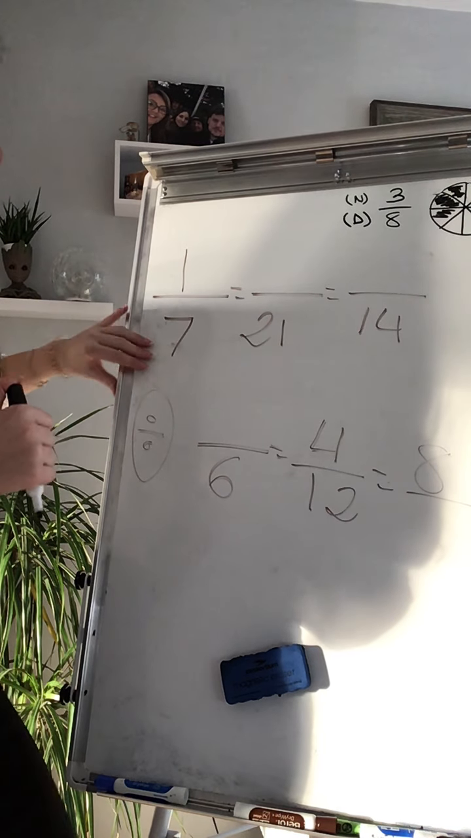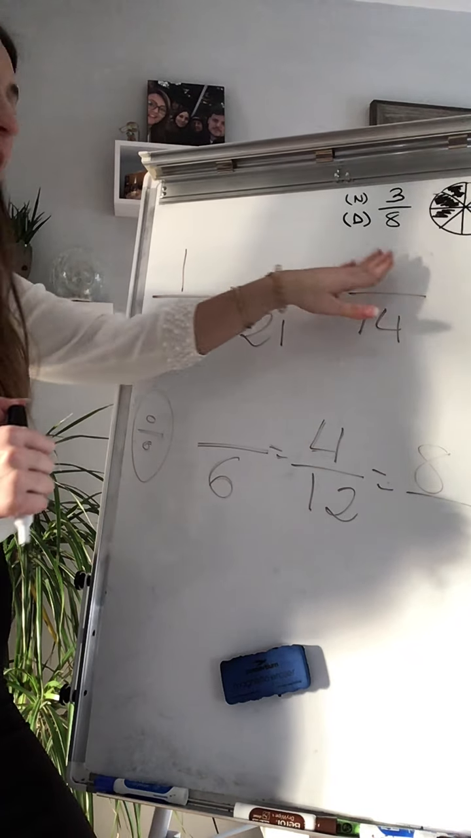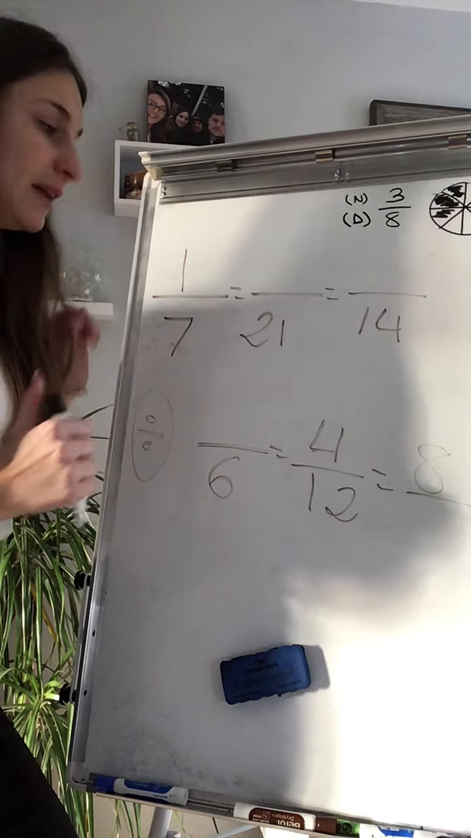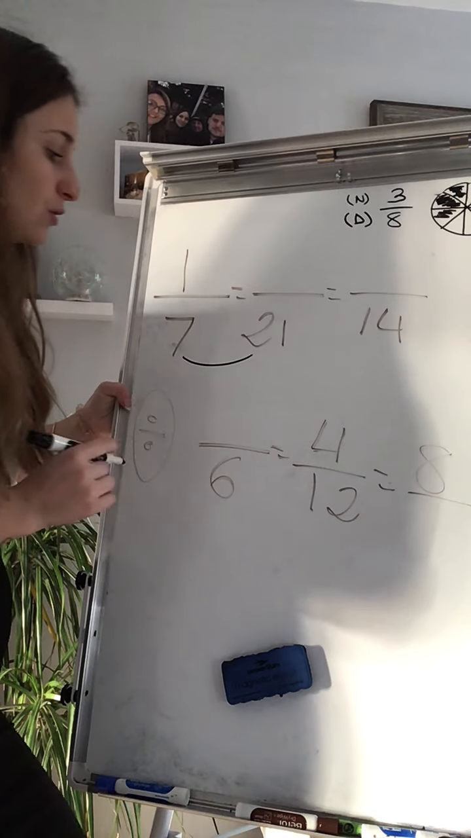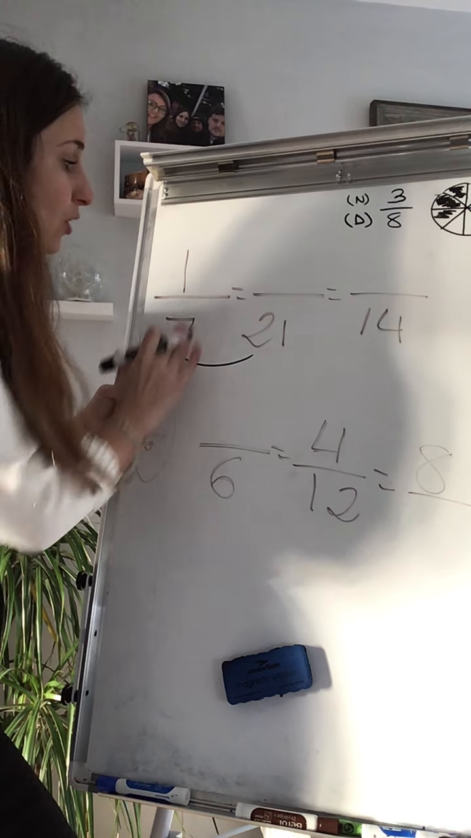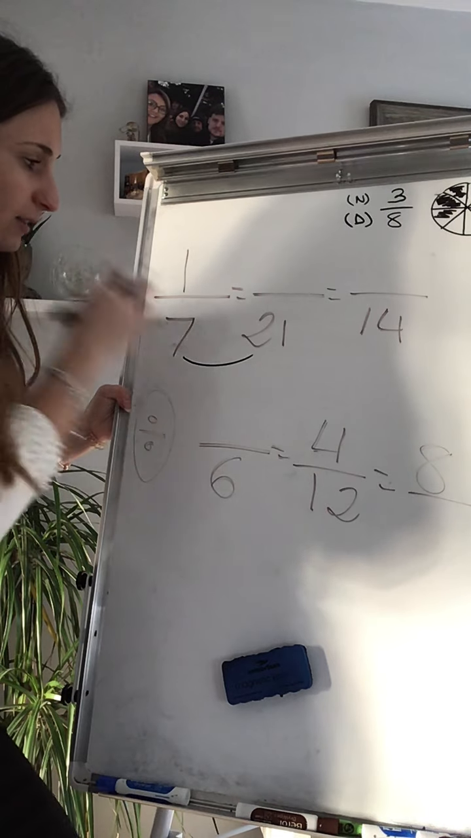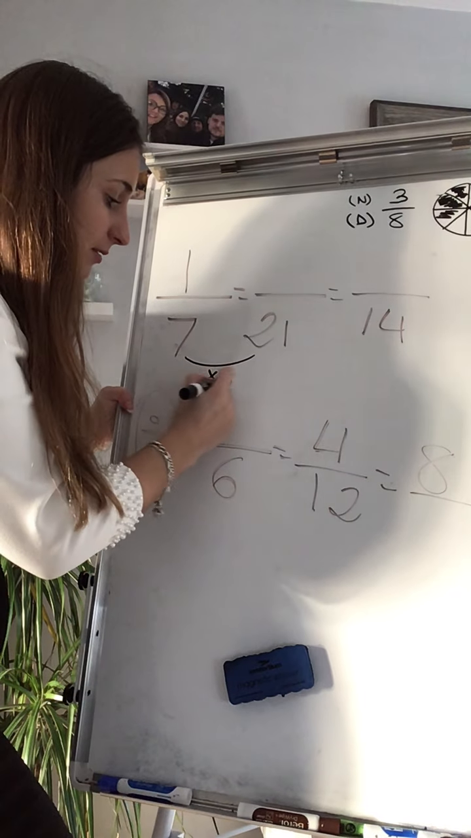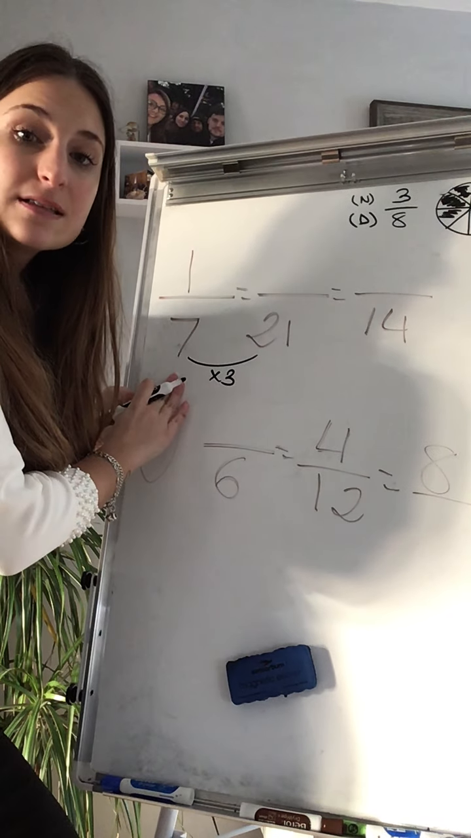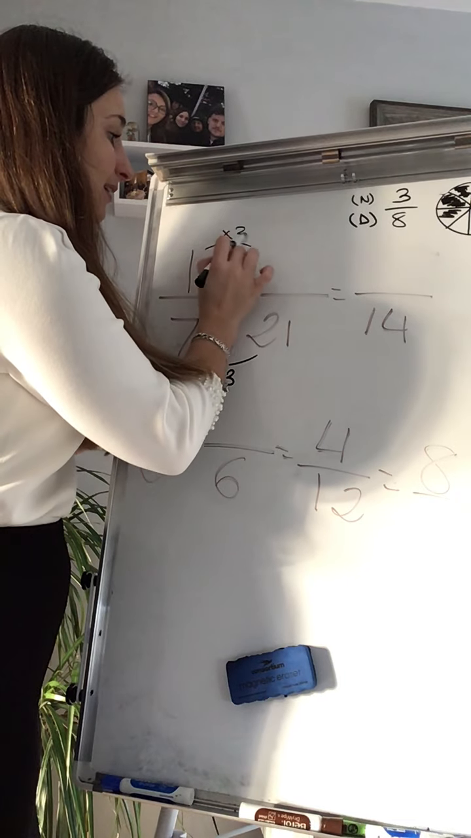So I have 1/7. I don't know my numerators because they are missing, but what I can see straight away is some of my denominators. So all I have to do is find what number this has been timed by, so I can do the same to my numerator. So what is 7 being timed by to get 21? 7 times 3 is 21. Then if I've done it to my denominator, I need to do it to my numerator. 1 times 3 is 3.